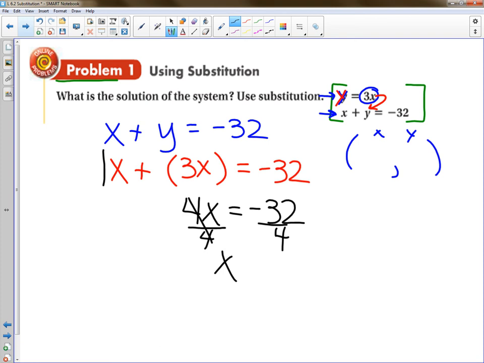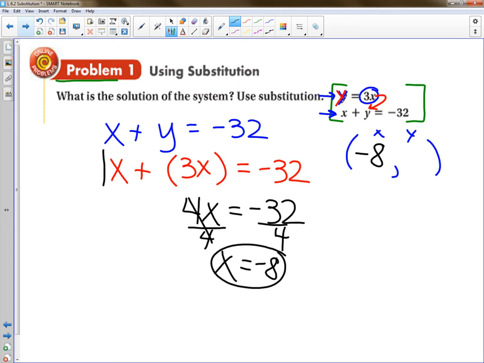Negative 32 divided by 4 is negative 8. So by substituting, I've figured out the value of the x coordinate. That's negative 8. But as you can see, that's only half of our solution. We have to figure out what the y coordinate is.